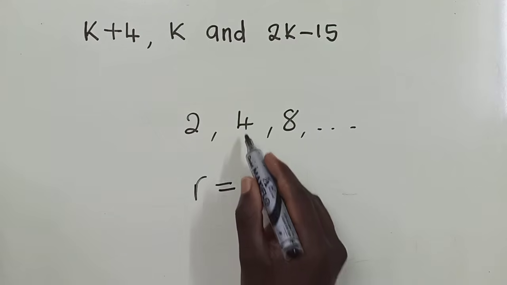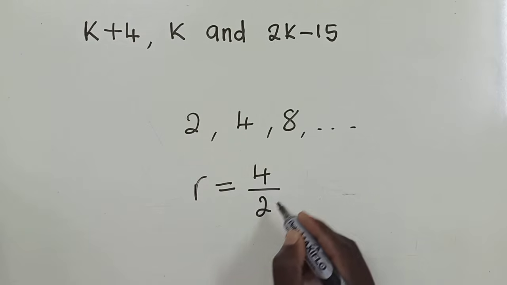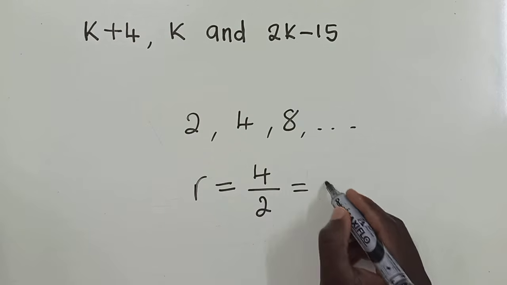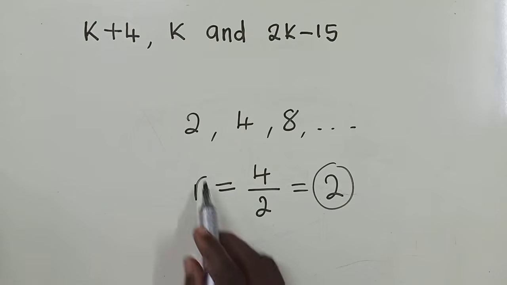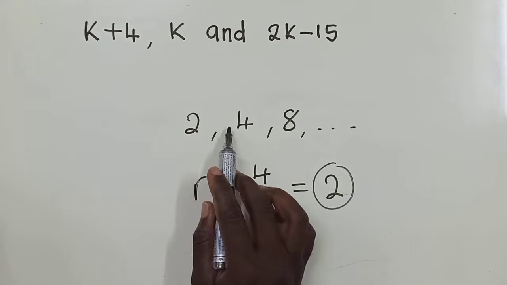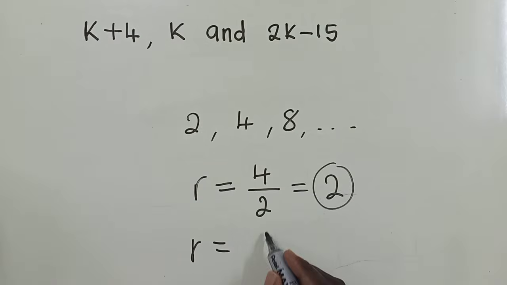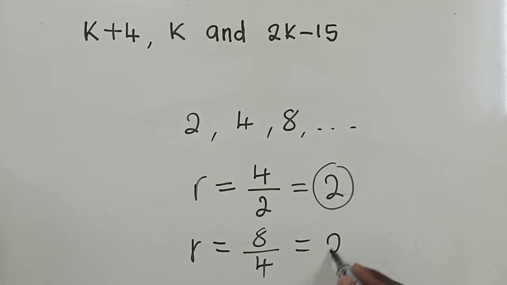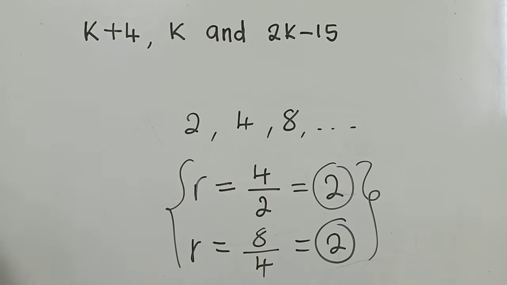When you want to find R for a GP, we say 4 over 2, okay? Which will give us what? A 2. So the common ratio is 2. That's a number that is being multiplied by each term to find the next term. So if you want, you can say R is equal to the number to your right side, divided by the number to your left side. You still get a 2. So that's why it's called a common ratio.